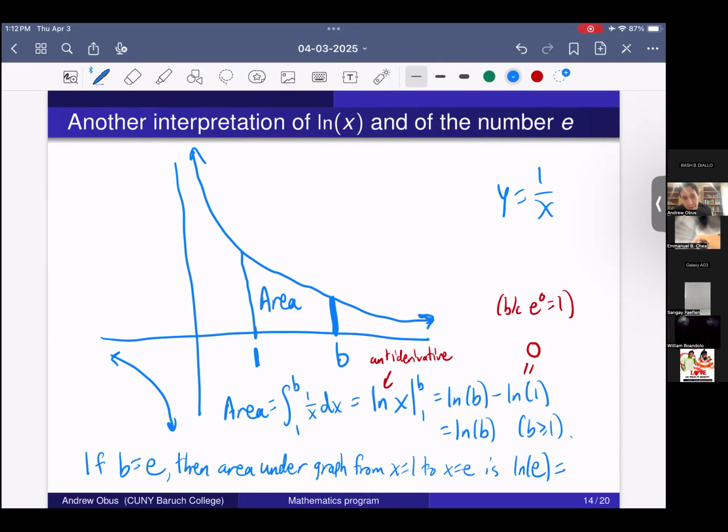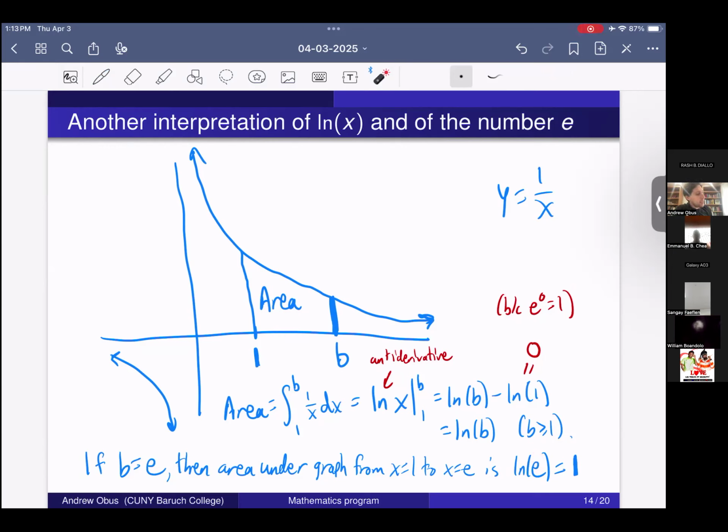What's ln of e? So what's the natural logarithm of e? What power do you have to raise e to get e? Well, ln of e has to be equal to 1, right? Because you raise e to the 1 gives you e. So ln of e is saying, what number do I raise e to in order to get e? Well, I have to raise it to the 1 in order to get e.